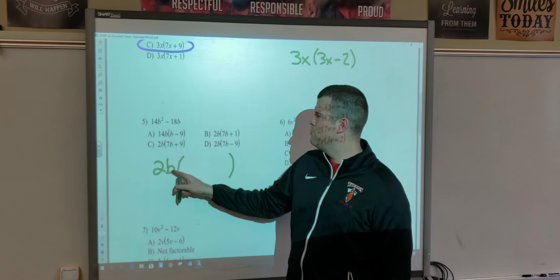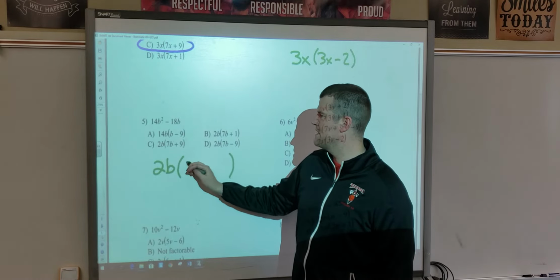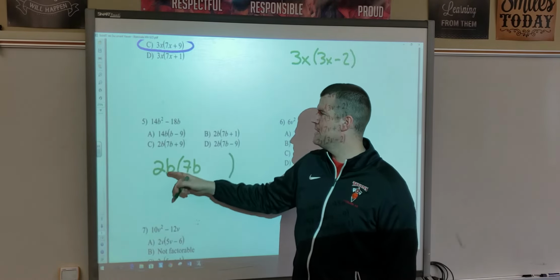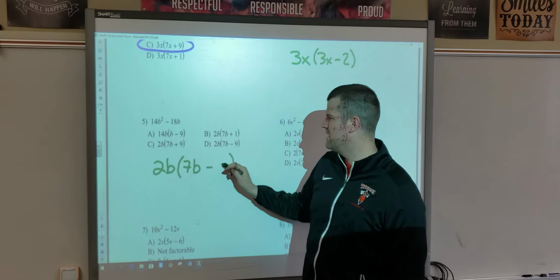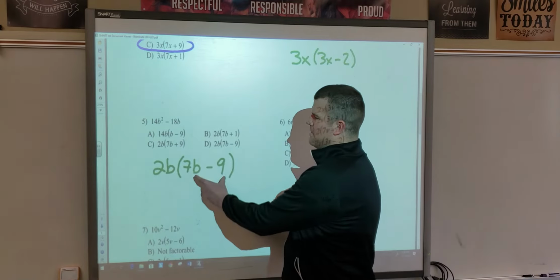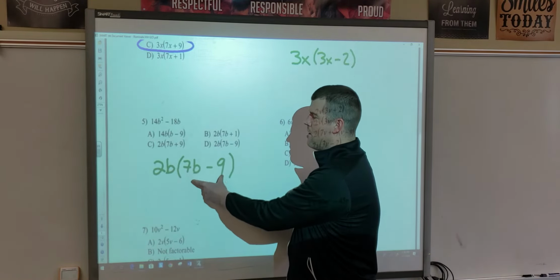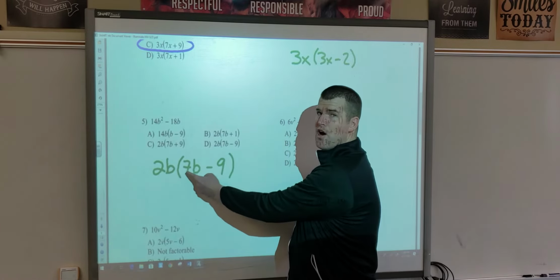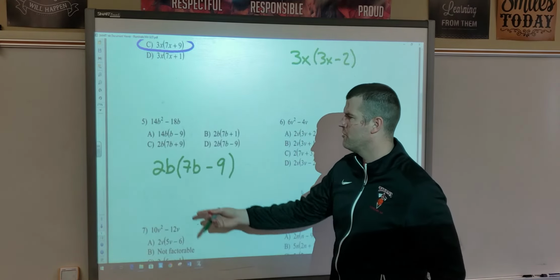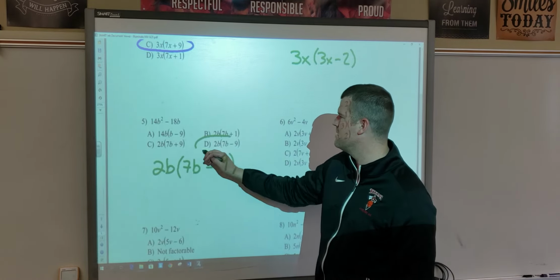And then 2b times what will give me 14b squared? That would be 7b. And then to get to negative 18b, I need 2b times negative 9. Again, one way to double check, if I check what's in the parentheses, there should be no more common factors, which there are no common factors that go into 7b and negative 9. So I know I picked the right GCF. And I've got 2b times 7b minus 9.